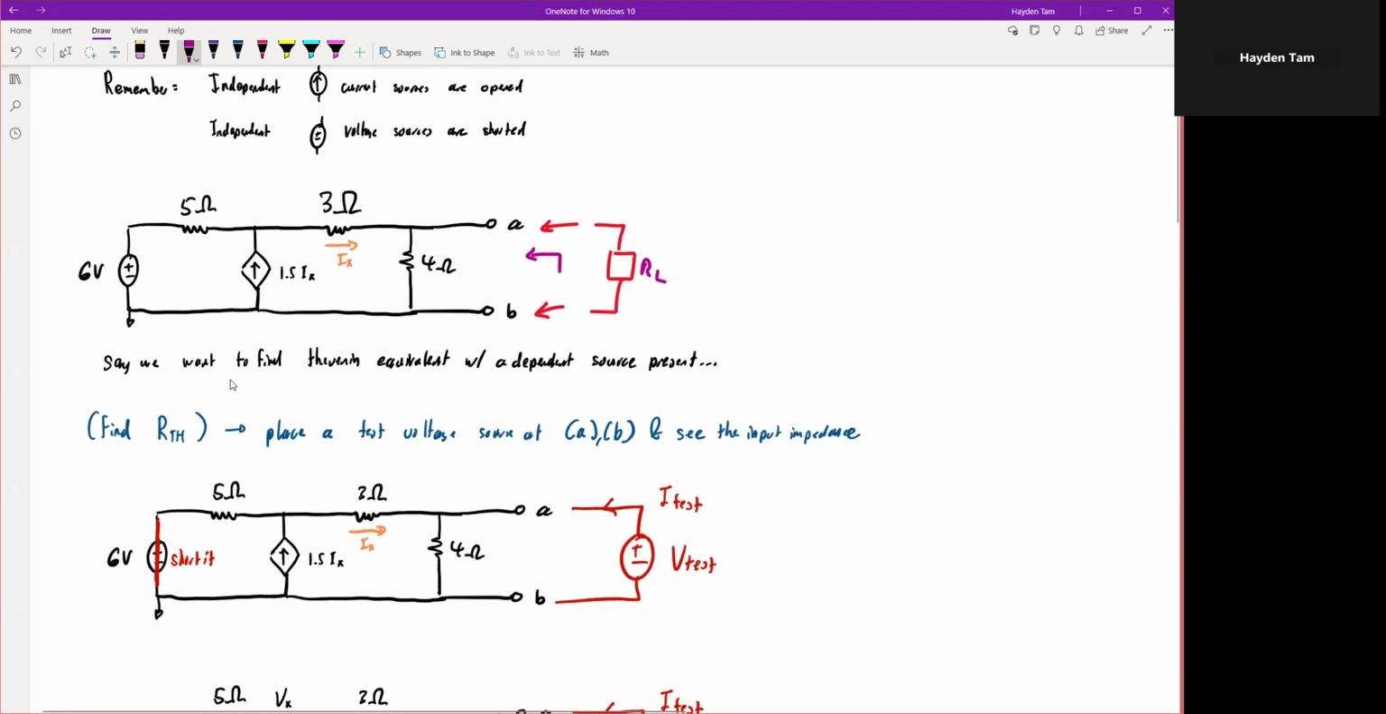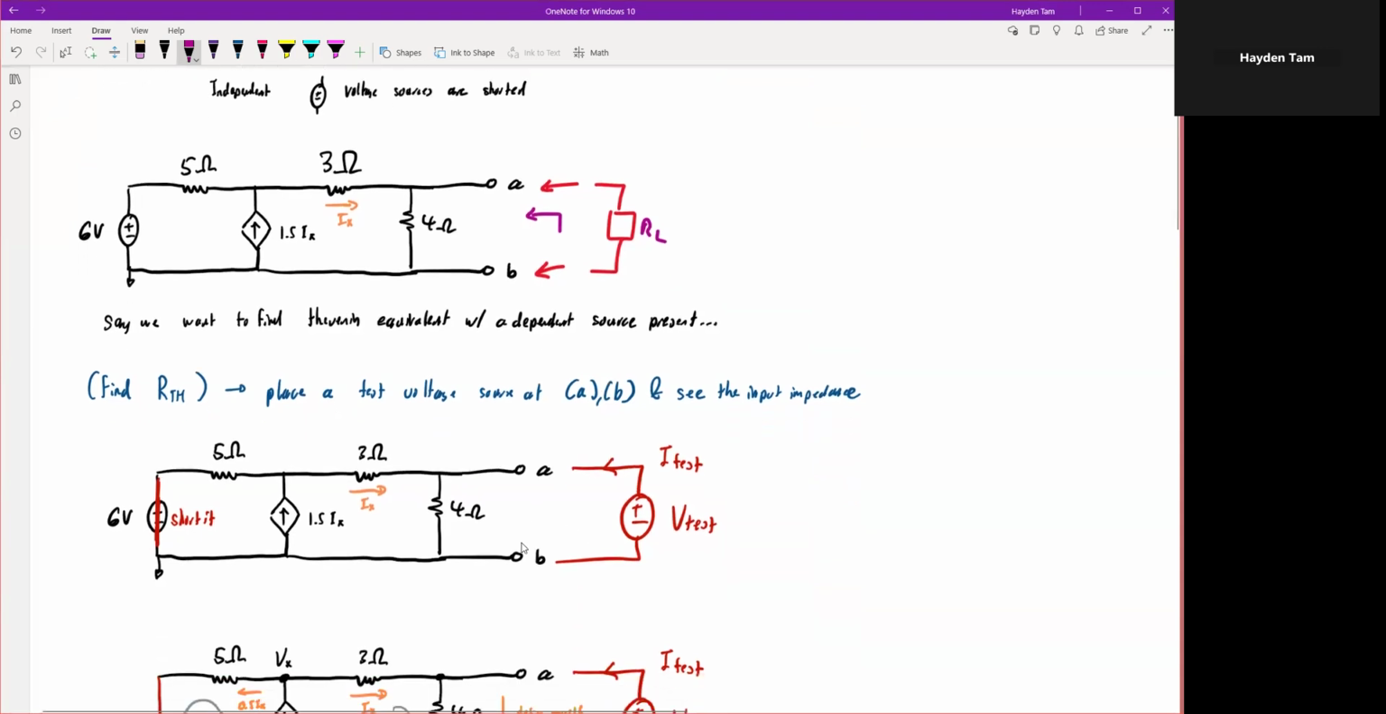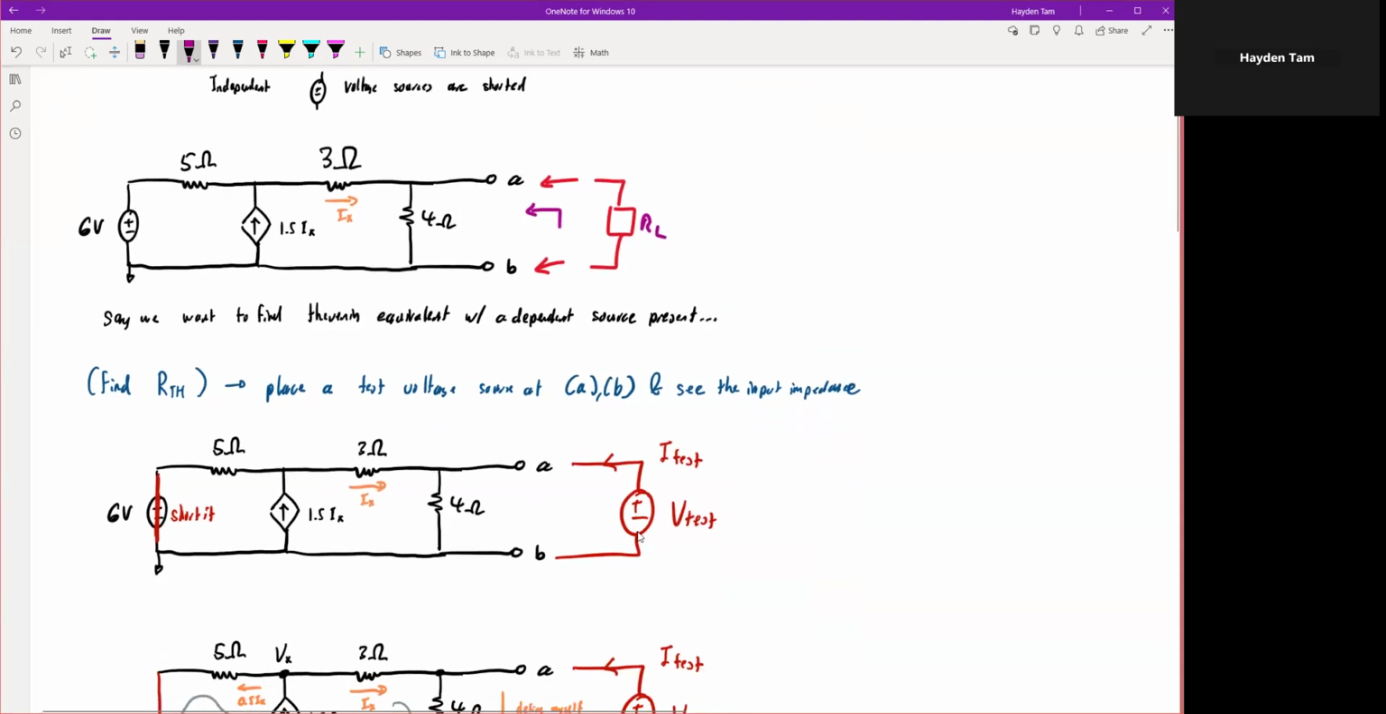So just going over this circuit real quick, we first will want to find the R Thevenin. R Thevenin is, again, we want to see what the input impedance is looking into ports A and B. And by doing so, we usually put a V test. We put a test voltage source, and then we also say that the test voltage source has a current I test going into the circuit, right?